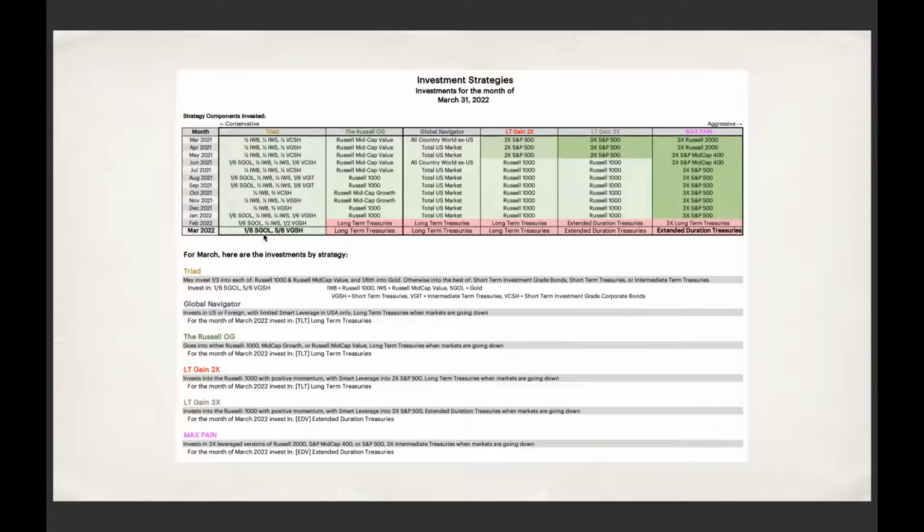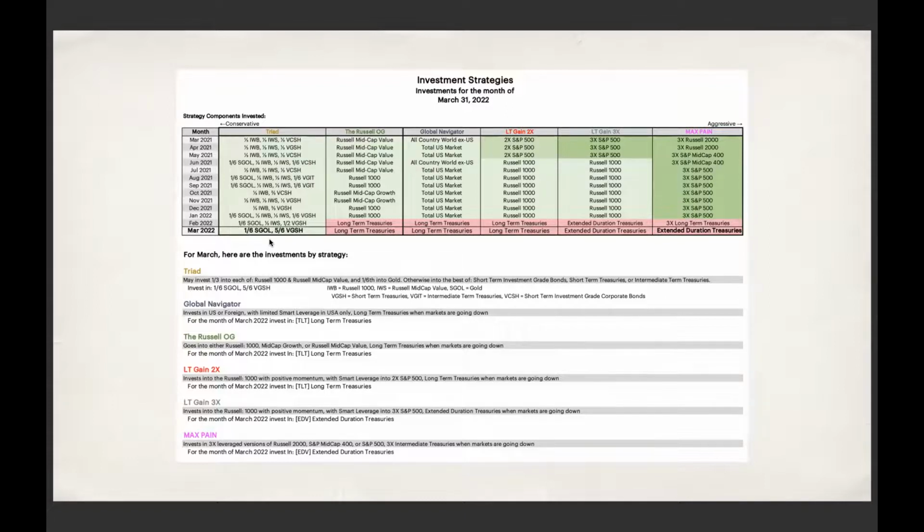So right up, see here, can you see that screen where it says 1/6 gold and 5/6 VGSH? Yeah. Well, the question I was asking was, the description on Triad says, if you look at the yellow heading below, invest 1/3 into each of the 2, and then 1/6 into gold. So you're missing 1/6 out of the total.